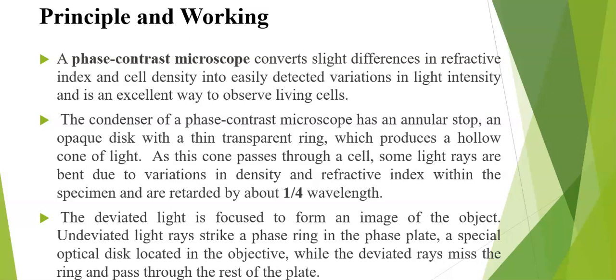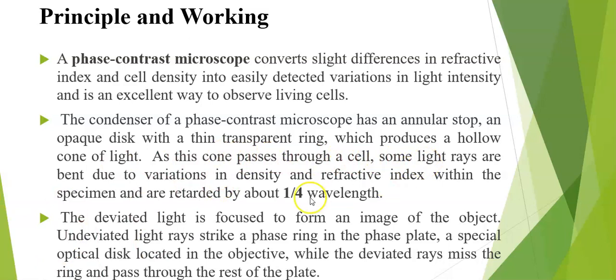Once this cone is passing through the cell, some of the light rays are bent due to variations in the density and the refractive index within the specimen, and they will be retarded by about 1/4 of a wavelength. So this is one point to be noted: when there is a light beam passing, because of the technical modification at the condenser, it has an annular stop. So it is an opaque disc with a transparent ring.